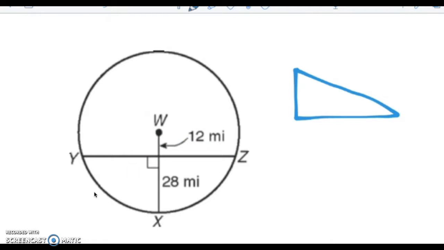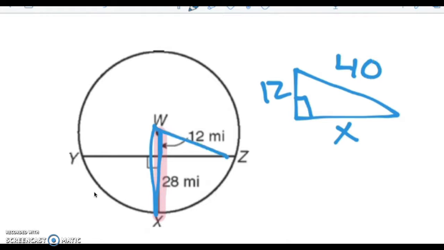So here's what we know. We know this height is 12. We know that's a right angle. We want to know something about this side because that's ZY. So I'm going to make that x. So I need to know the length of my hypotenuse. And the saving grace here is that that is a radius. And so if I look at this radius that I already have, which is 12 plus 28, I can tell you that this radius has to be 40 because those are the same.